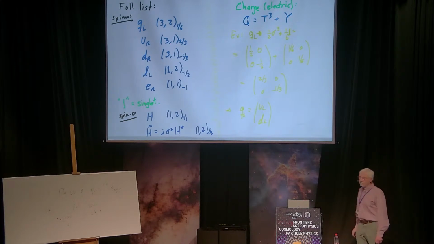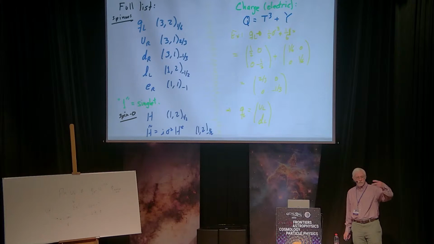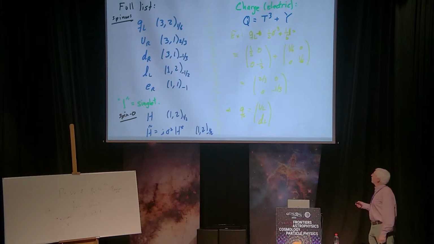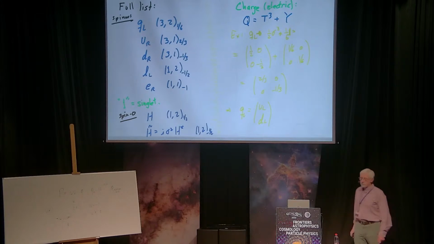So this QL has two fields, and it's a doublet. The upper one has charge 2/3, the lower one has charge -1/3. And you notice that there's also these two objects, up and down quarks, which are singlets under SU2, meaning this contribution here is 0. So their charge is just their hypercharge. And you see these also have charges 2/3 and -1/3. But these are right-handed fields.